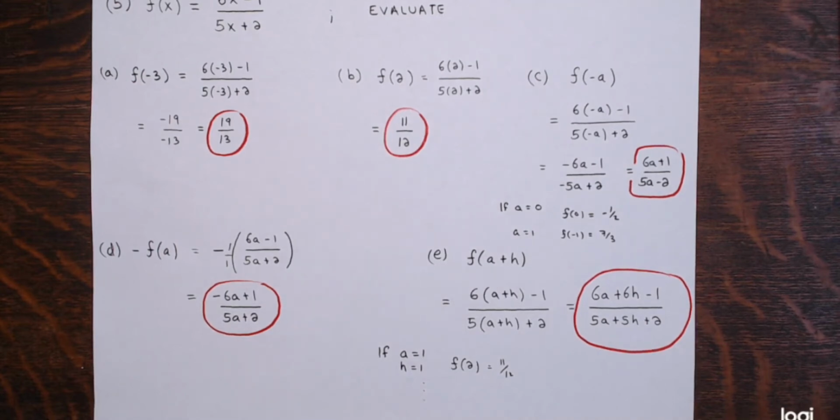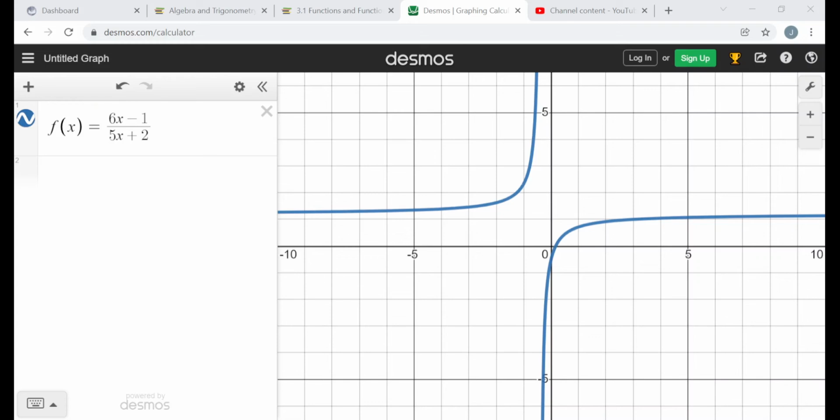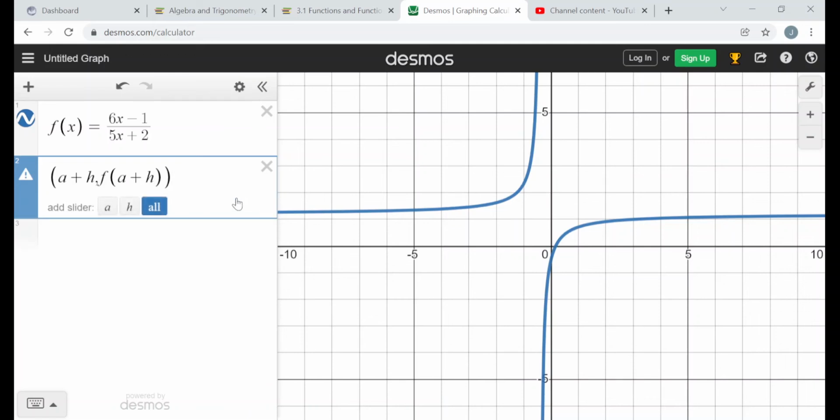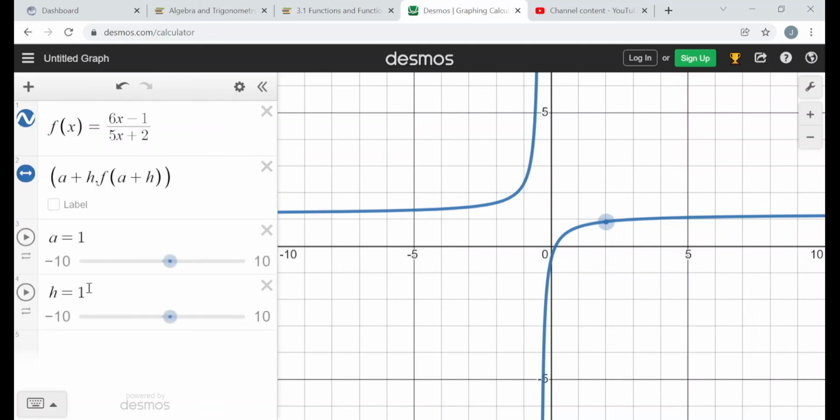And it should end up revealing a point on the graph of f. Right? I'll show that to you one more time. So input, right, same functions up there. Input a plus h, comma, output f of a plus h. And I'll add sliders for a and h. And you see when a is 1 and h is 1, you get that point 2, comma, 11/12, right? That was the 0.916666666, 0.917.